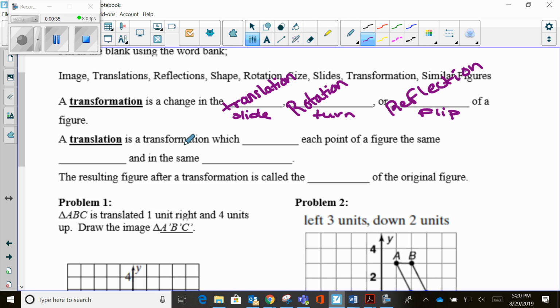A translation of a transformation is a slide of each point in the figure the same direction and in the same distance. The resulting figure after the transformation is called the image of the original figure.